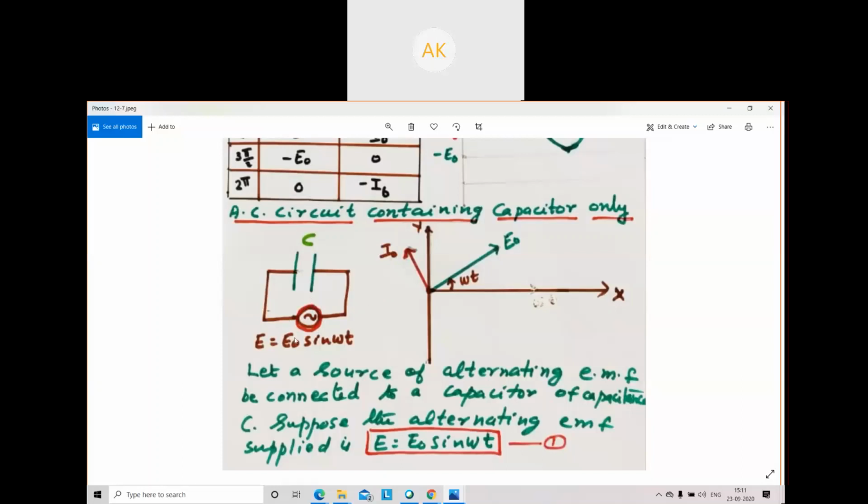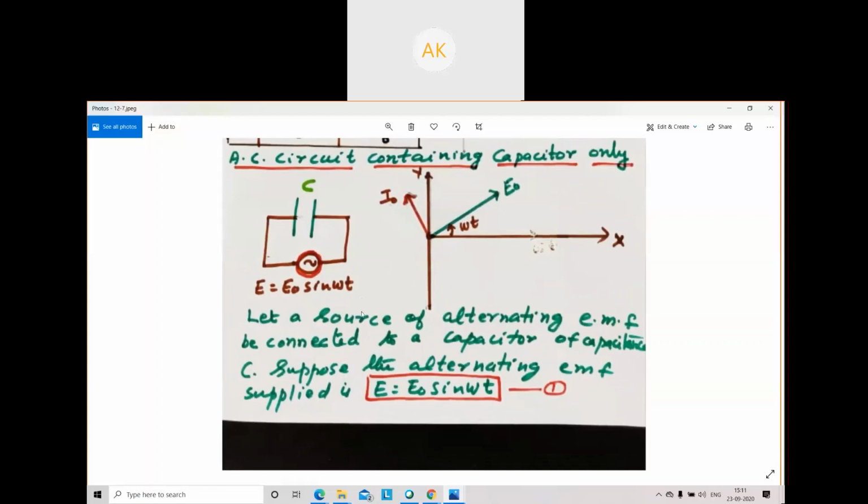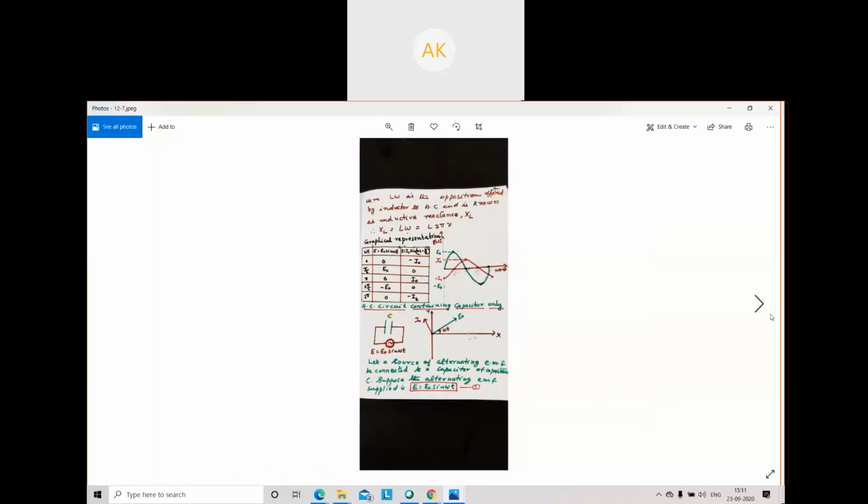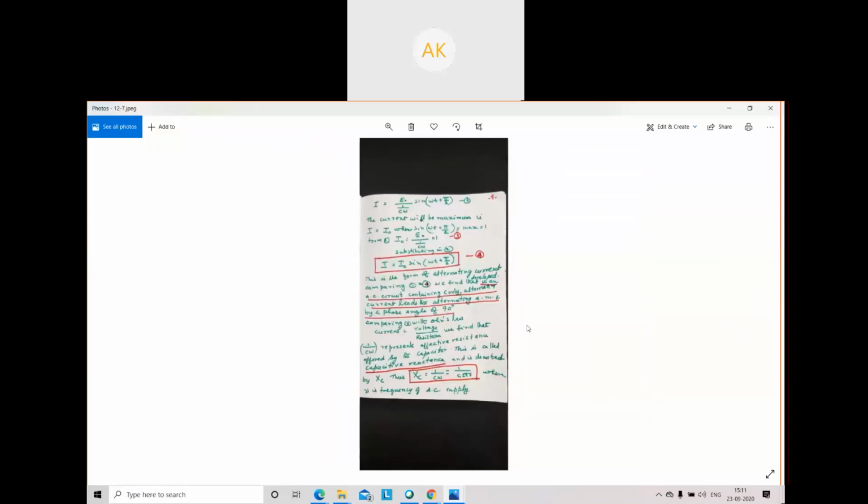So initially we take the EMF applied, the instantaneous value only we are telling. Instantaneous value of EMF E equal to E0 sin omega t. When it is connected to the capacitor, we know it will charge the capacitor. So first half cycle it charges, then next half cycle it will be discharged. This becomes negative, other becomes positive, like that. Charging and discharging will take place when we connect an AC to a capacitor. Then what is the equation for current? Let us see that.